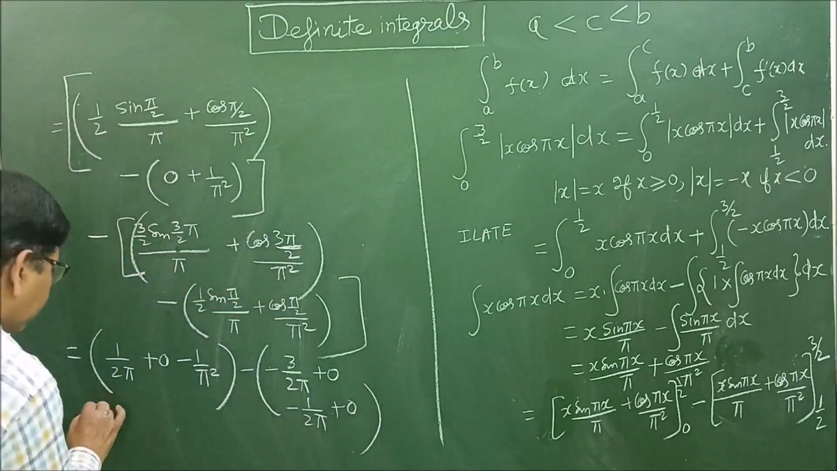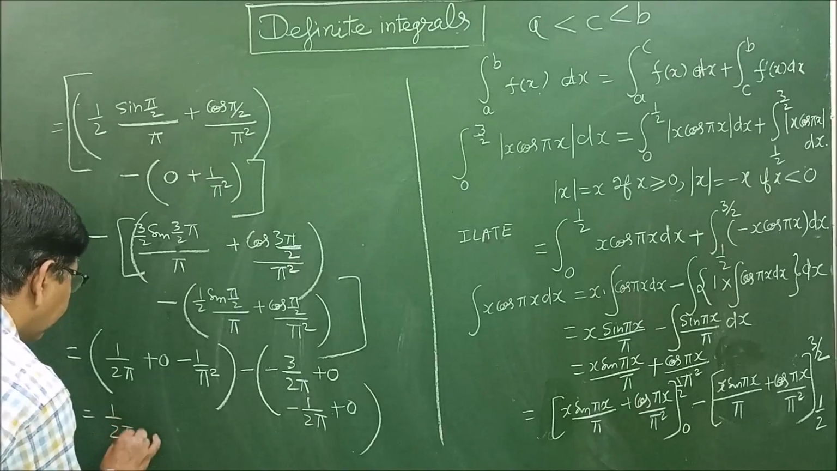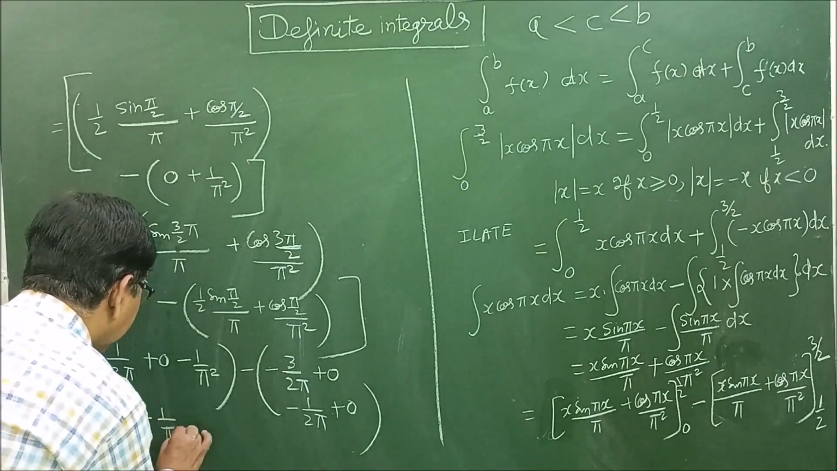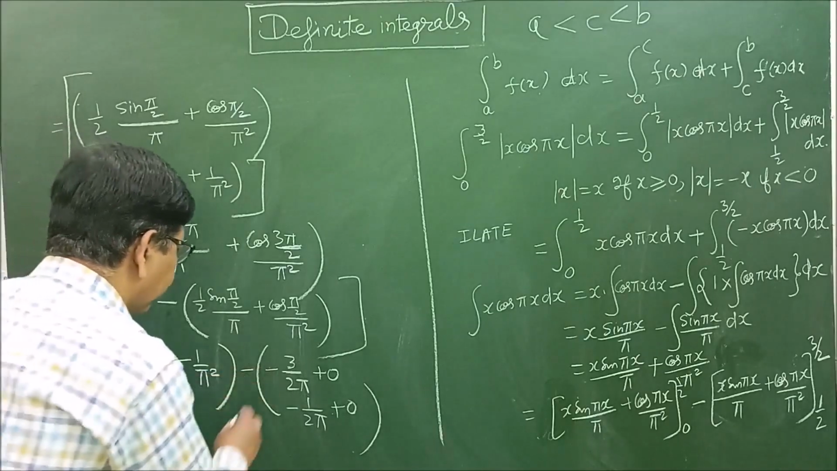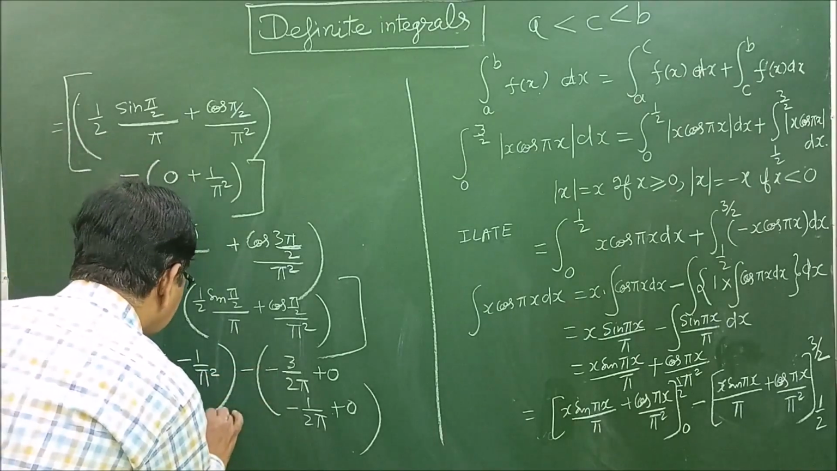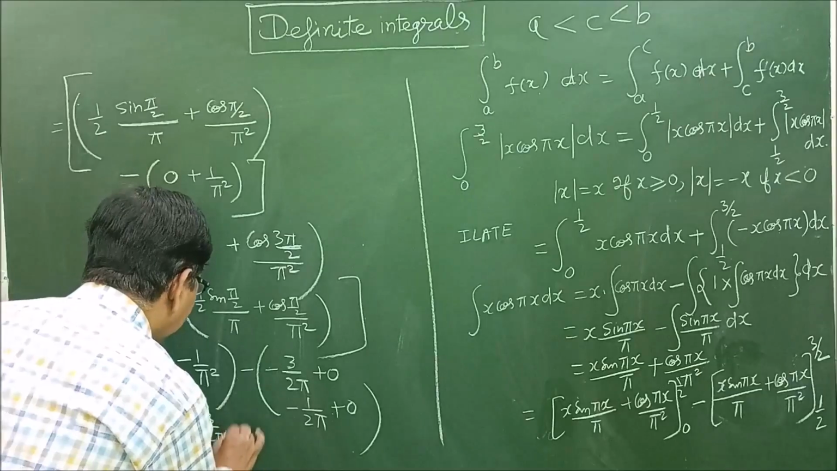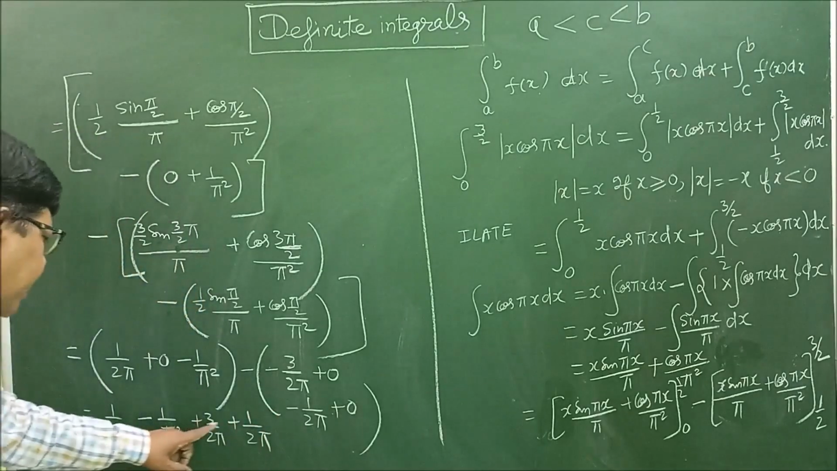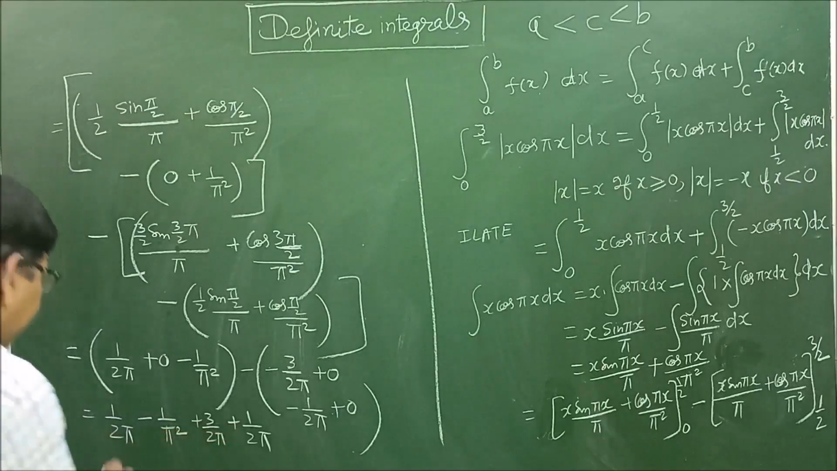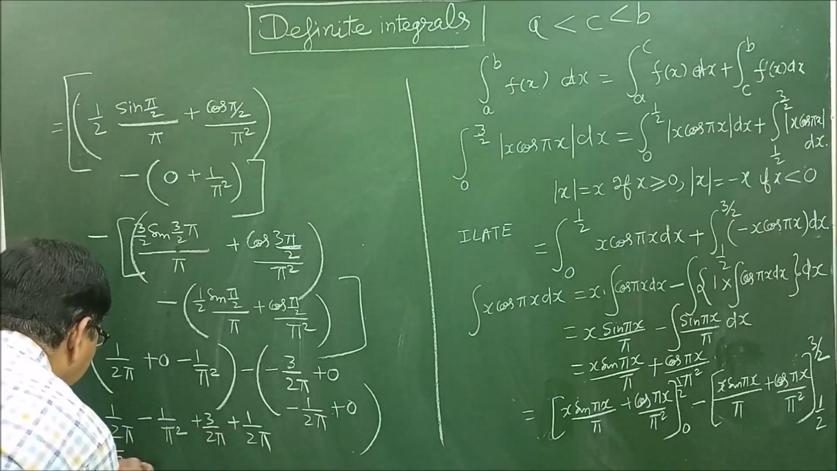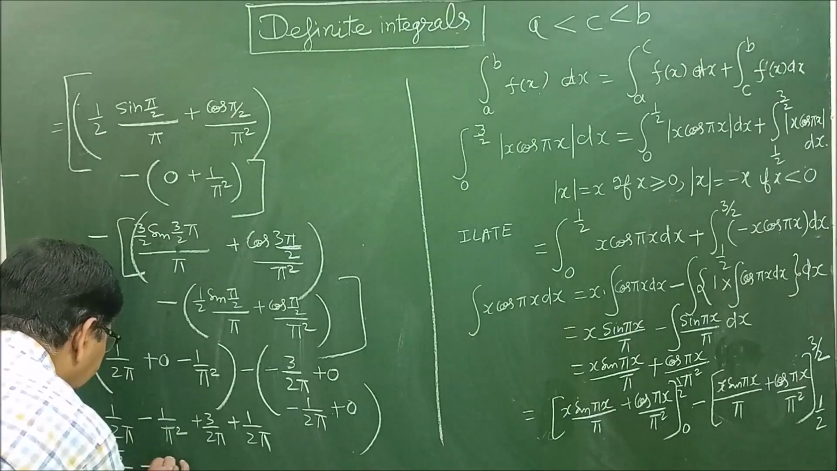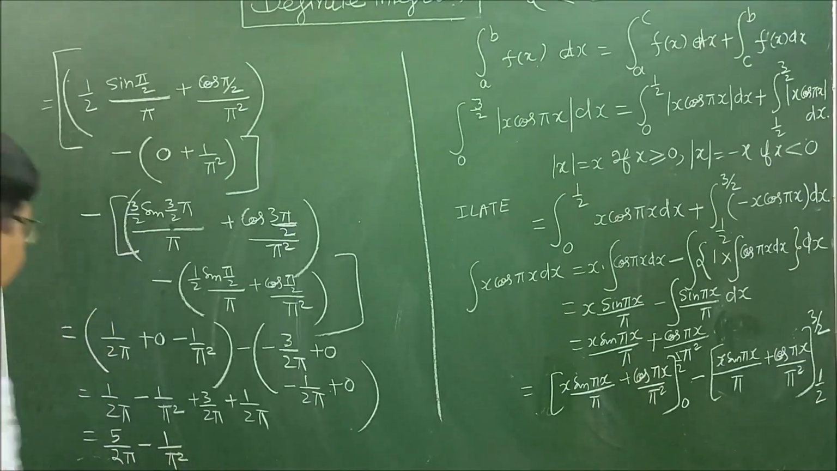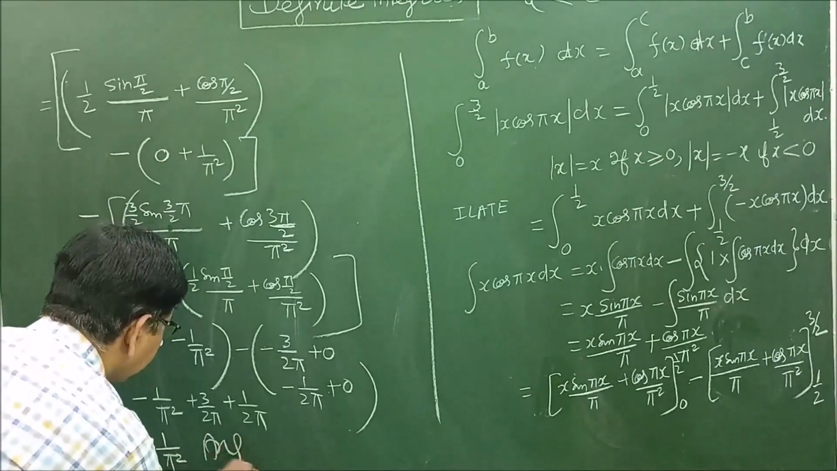So this is equal to 1 upon 2 pi minus 1 upon pi square plus 3 upon 2 pi plus 1 upon 2 pi. 1 and 3 is 4, and 1 is 5, so 5 upon 2 pi minus 1 upon pi square. So this is the final answer of this question.